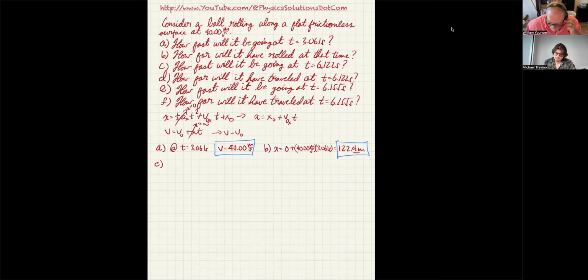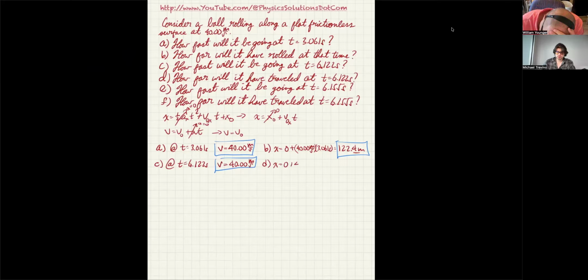Part C says, how fast will it be going at 6.122 seconds? At t equals 6.122 seconds, v is equal to 40.00 meters per second because, as we said, the acceleration is 0. Now we do part D. How far will it have traveled at 6.122 seconds? So again, x is equal to 0 plus, because I'm assuming that I released the ball rolling at 40 meters per second from the origin so that x0 is actually equal to 0. So that's why I'm using the 0 out there.